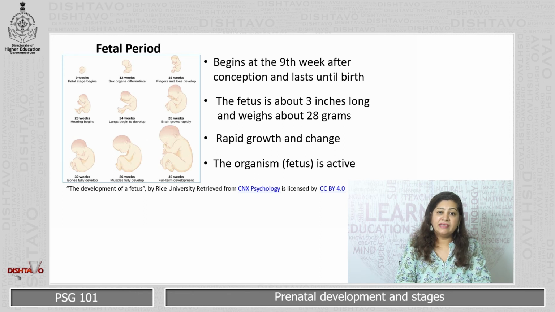We now look at the last period of development, and that is the fetal period. This period begins at the 4th week after conception and it lasts until birth. The fetus now is about 3 inches long and it weighs about 28 grams. There is rapid growth and change during this time, and the organism is now called the fetus. The fetus is very active, and therefore it is during this time that the mother can now begin to feel the movement of the baby.